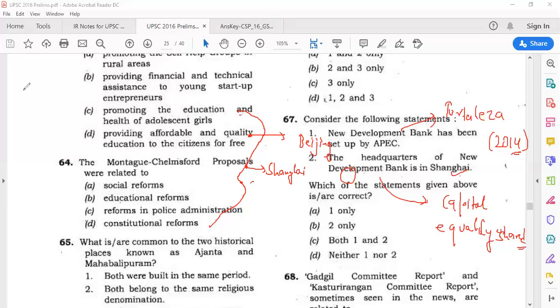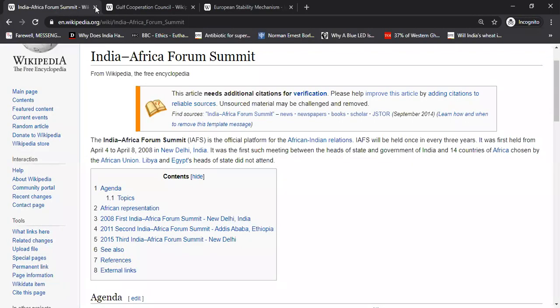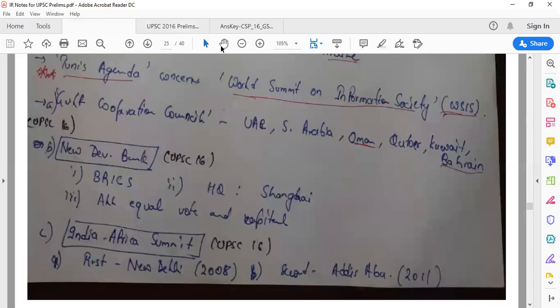Yes, so where do we have to go? Okay, so let's see. Yes, India Africa Forum Summit we have done. Let's go back. We'll come back to Gulf Cooperation Council later on. See, that's what happens when you record video for the second time. Your mind goes haywire.